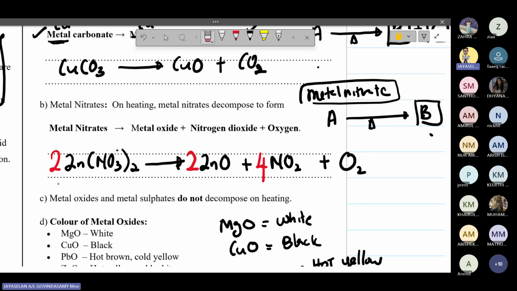Okay, oxygen berapa? 6 times 2, 12. Okay, 6 darab 2, 12 kan? See here, we got 2. Here got 8, so already 10. 10 plus 2, 12 is already balanced. That's all. Any question?